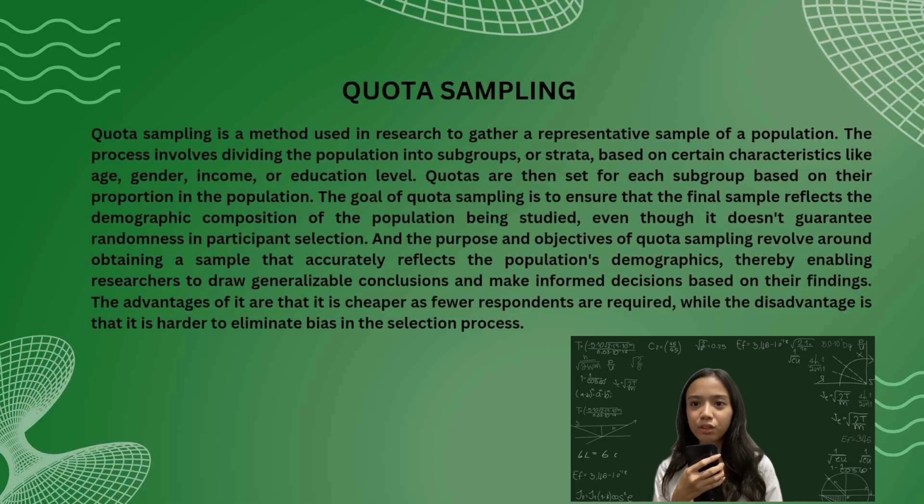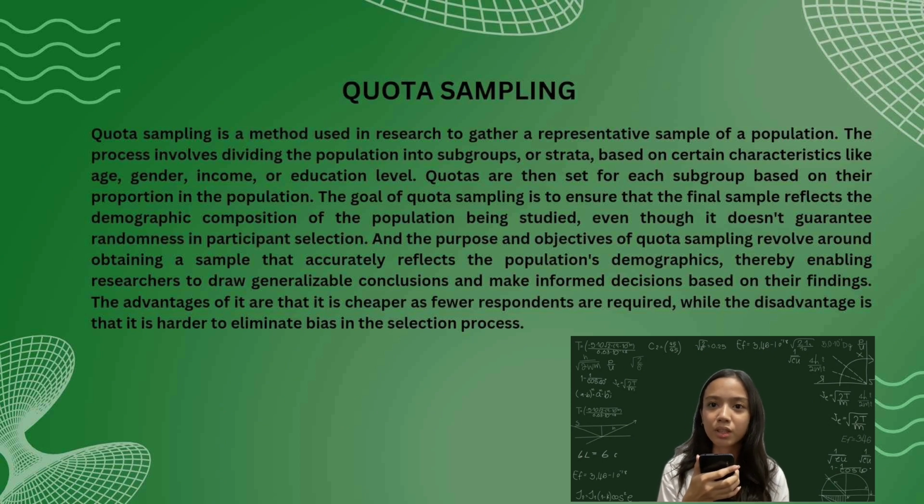Quota sampling is a method used in research to gather a representative sample of a population. The process involves dividing the population into subgroups or strata based on certain characteristics like age, gender, income, or education level. Quotas are then set for each subgroup based on their proportion in the population. The goal of quota sampling is to ensure the final sample reflects the demographic composition of the population being studied, even though it doesn't guarantee randomness in participant selection.